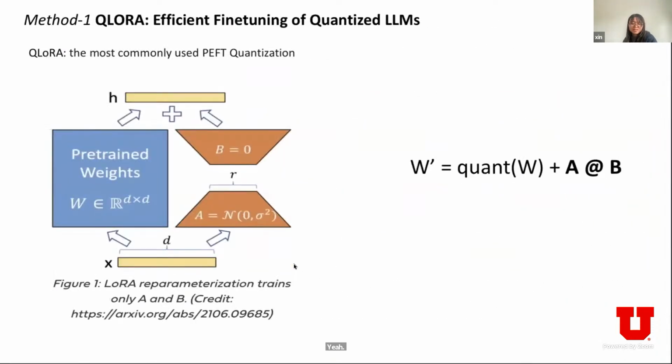And QLoRa is actually a very simple modification on LoRa. What it does is that it quantizes the weights and keeps the remaining things the same. So it will do the fine tuning on A and B, but based on the quantized weights.